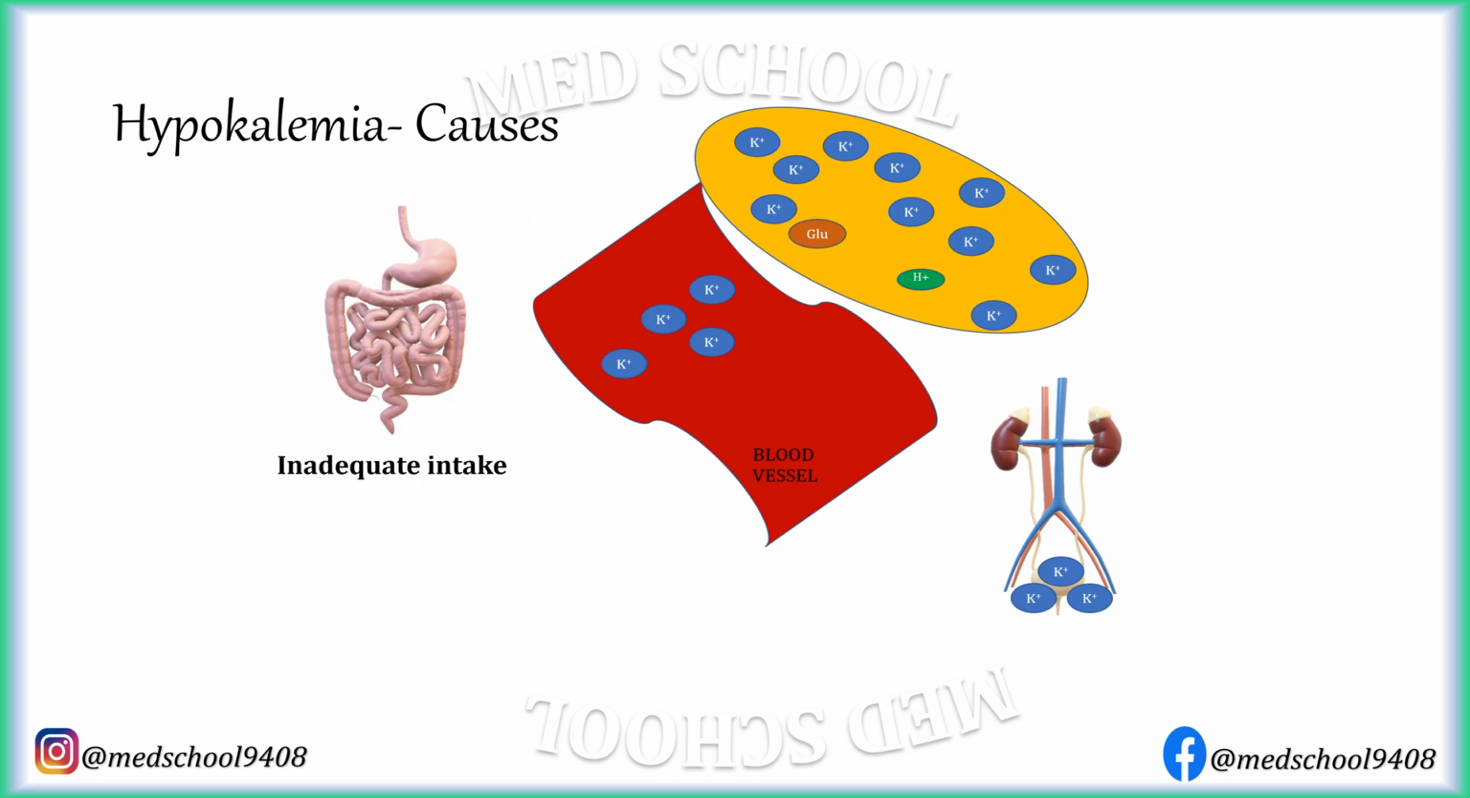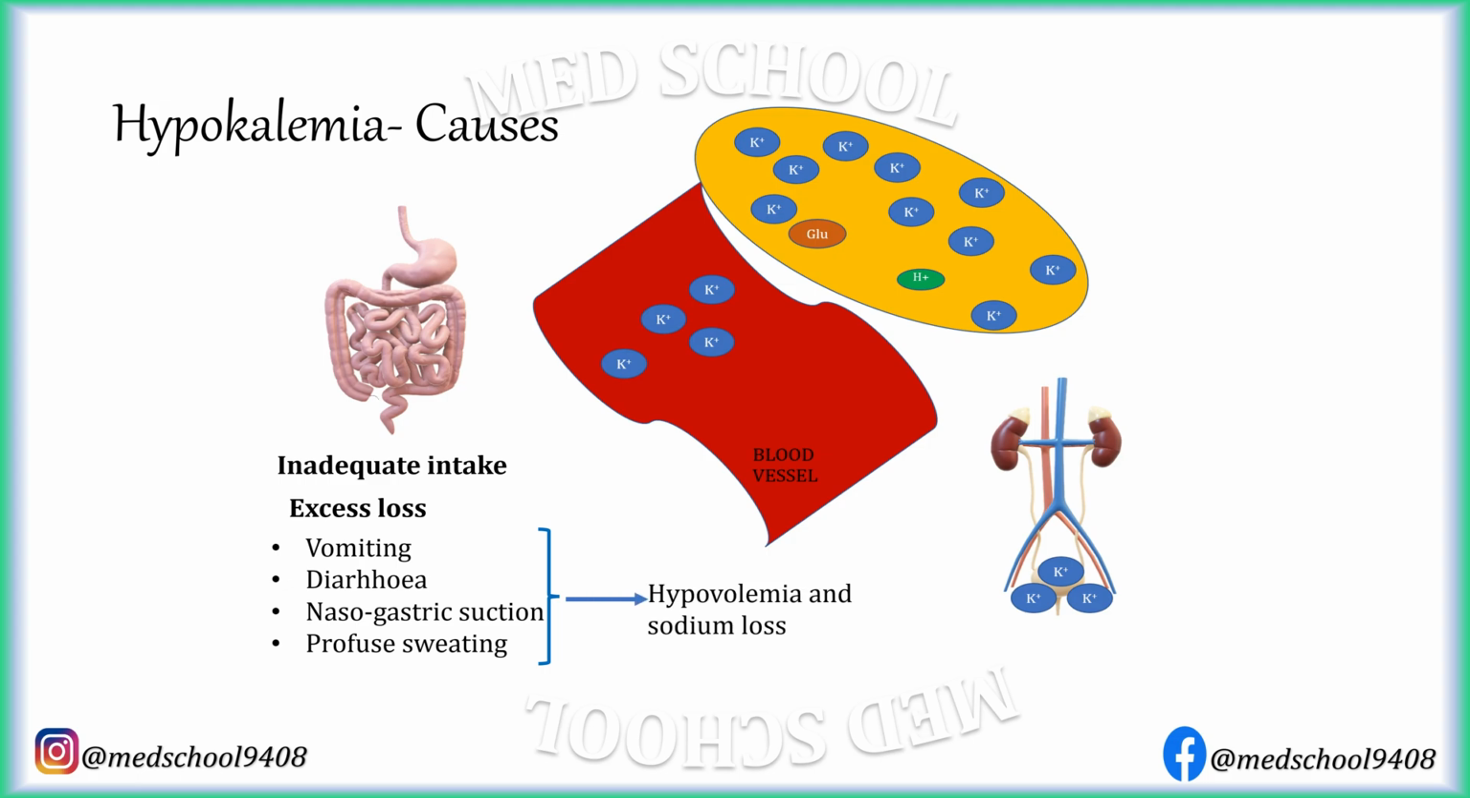Hypokalemia can also occur due to inadequate intake or due to excess loss, which commonly occur through gastrointestinal tract as in vomiting, diarrhea, patient on nasogastric suction in diseases like intestinal obstruction or perforation, or sometimes due to profuse sweating. In addition to actual potassium loss through body fluid, these illnesses also induce increased potassium excretion through kidneys. These illnesses cause hypovolemia and sodium loss, which increases aldosterone level by feedback loop, which in turn increases sodium reabsorption in kidneys in exchange of potassium, contributing further in hypokalemia.